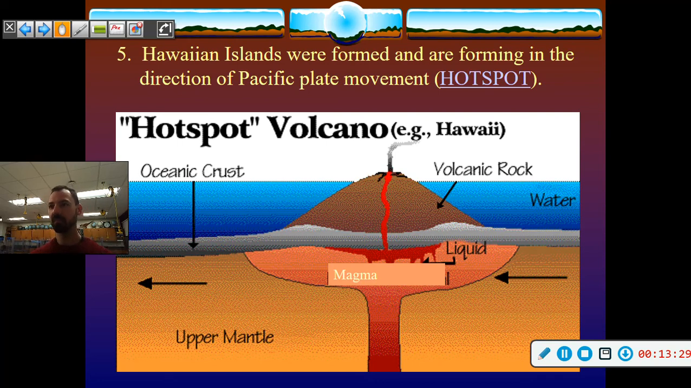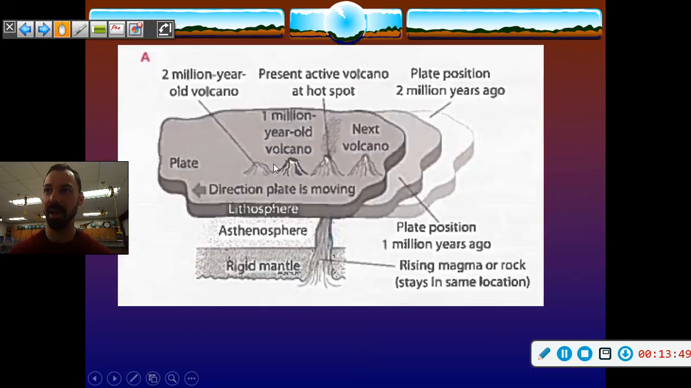All right, now how does this work? How do you make a whole chain of islands? Well, magma's coming up, making the island. The current one that has volcanic activity is the Big Island of Hawaii. The other islands that are northwest of it, because that's the direction the plate is moving, are older. So we'll take a look at that.